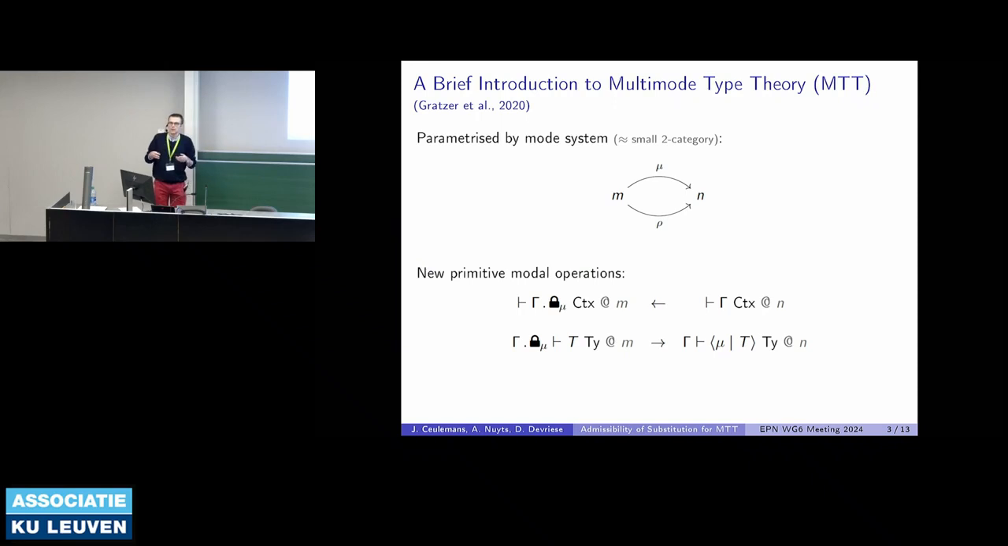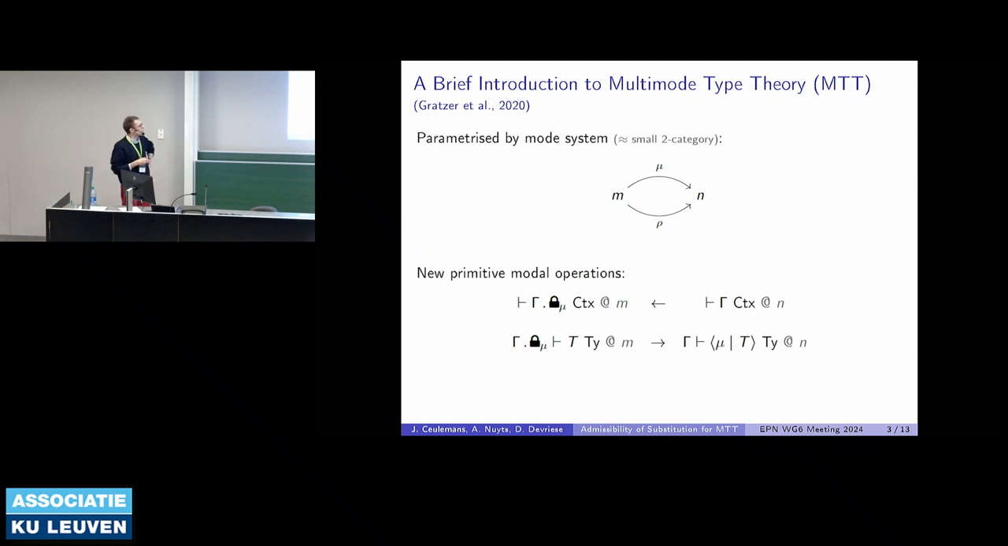And similarly, we get a new type constructor that takes a type T at mode m in context gamma lock mu and produces a modal type mu T at mode n in context gamma. You can think of this one as being left adjoint to that one, but I'm not going to make that precise in any way in this talk.